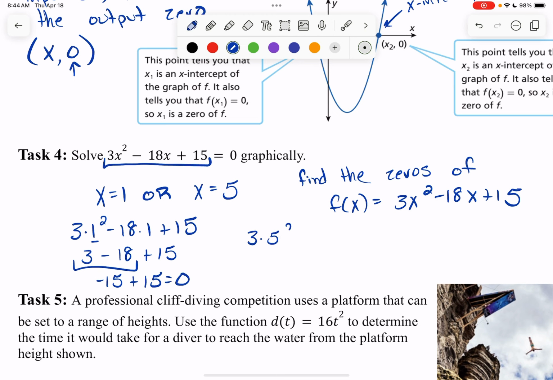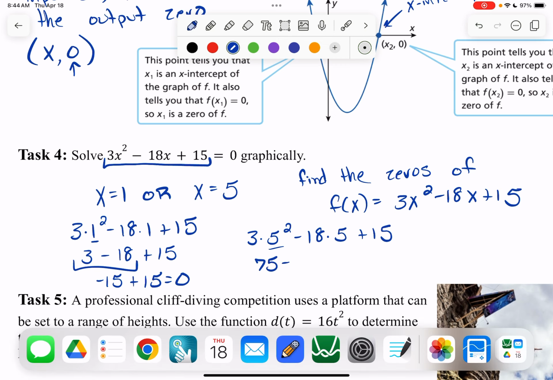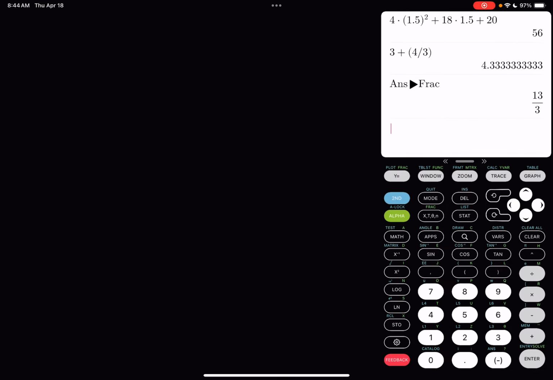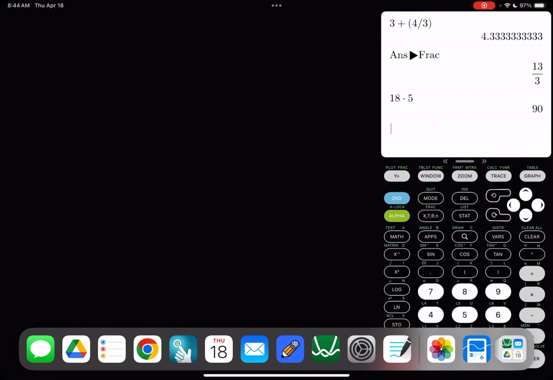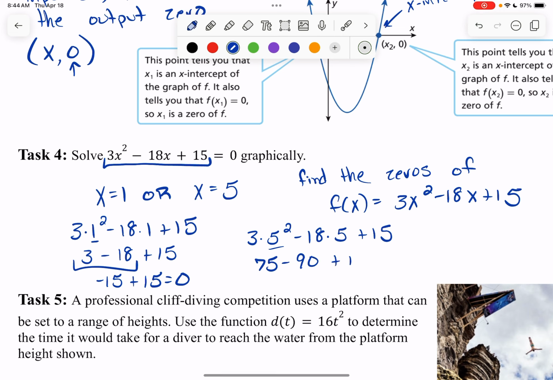3 times 5 to the second minus 18 times 5 plus 15. 5 to the second is 25. 3 times 25 is 75 minus 18 times 5, 90. 75 minus 90 is negative 15, plus 15 is 0. That one worked as well. So both of those points will work, and we were just finding the zeros of that function. What inputs give me an output of 0?